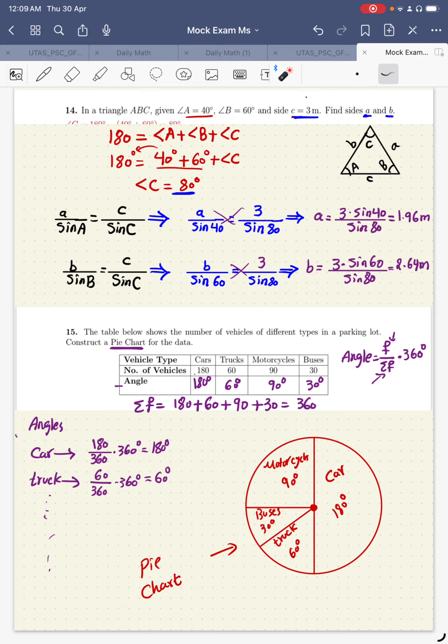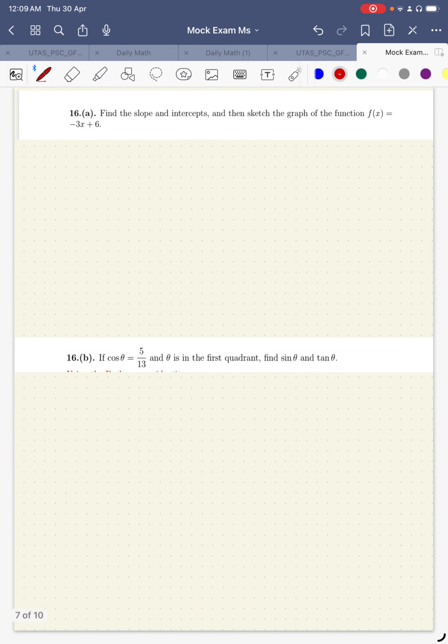Again, after you find the angles, you're just gonna create your circle, and inside the circle you're gonna divide it to how many classes you have, but you shouldn't do it randomly. It should be according to the angle you found. So let's go to number 16 here, or 16 part A. Find the slope and intercept, and then sketch the graph of a function f of x equal minus 3x plus 6.